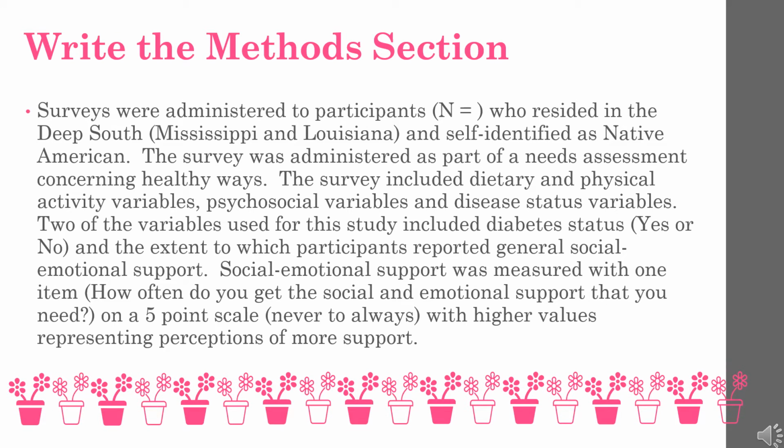So this survey was administered to Deep South participants, and only those participants who self-identified as Native Americans. Again, it was administered as a part of a needs assessment concerning healthy ways with lots of other variables assessed. But the variables we used in this study were diabetes status and the extent to which participants reported general social emotional support. Social emotional support, give an example. Tell them what that item looked like and how it was measured. What was the scale?